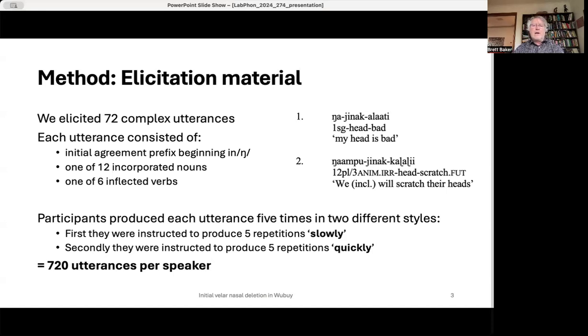So firstly, they were asked to produce 5 repetitions slowly and then 5 repetitions quickly, on the assumption that speech speed might have something to do with the likelihood of velar nasals to be deleted.